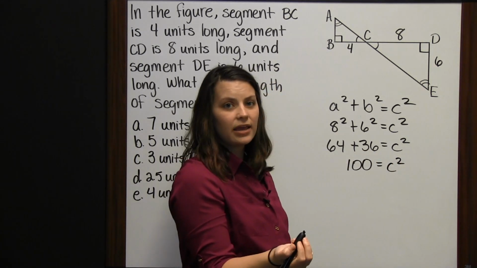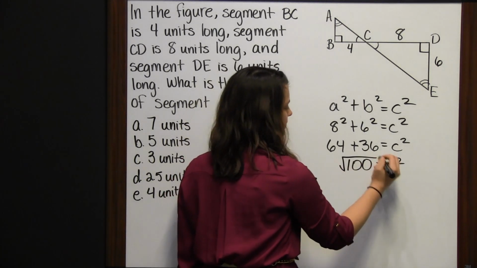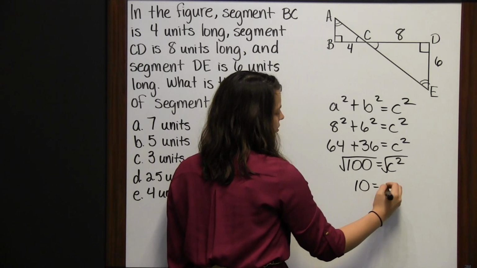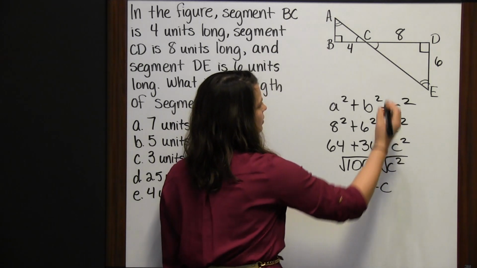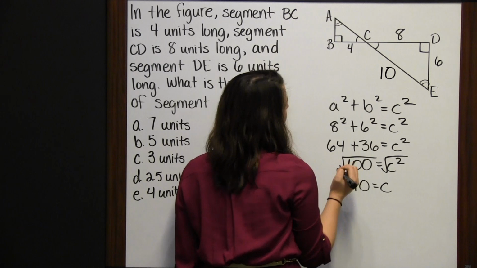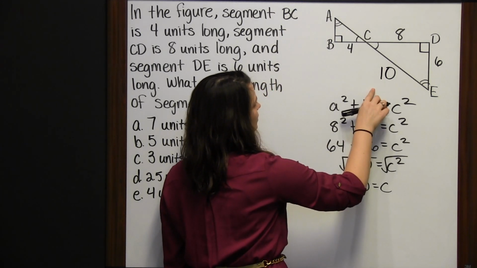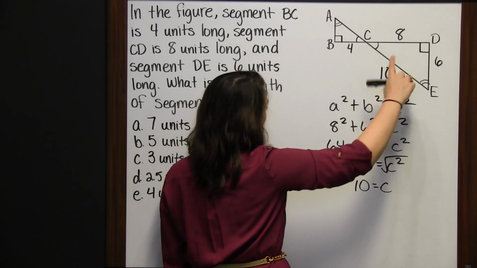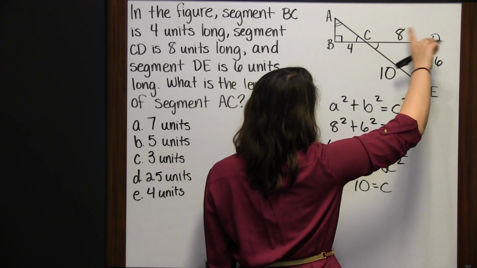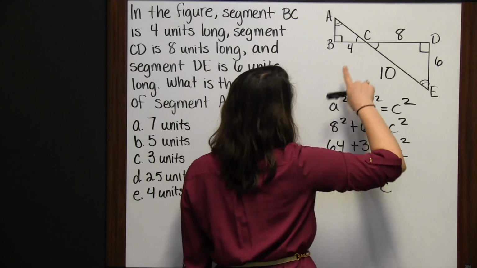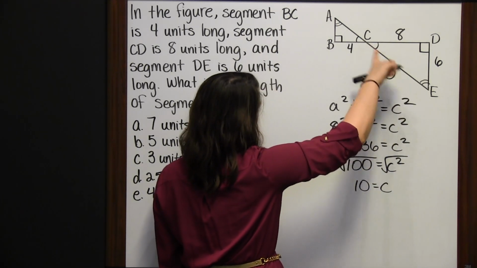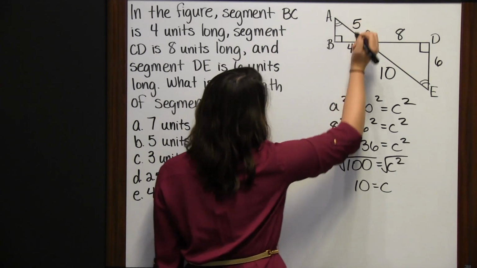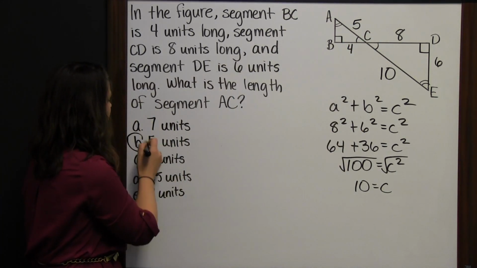Then to solve for C, we need to square root both sides. The square root of 100 is 10, and the square root of C squared is C. So the length of segment CE is 10. And again, the lengths of the sides of triangle ABC are half the corresponding sides of triangle CDE. So since the length of segment CE is 10, that means that the length of segment AC is half of that, or 5. So answer B.